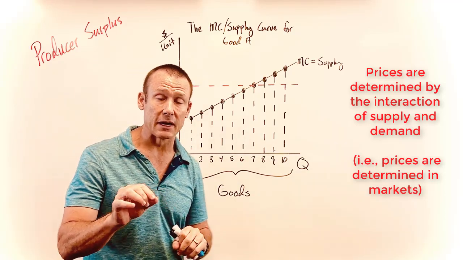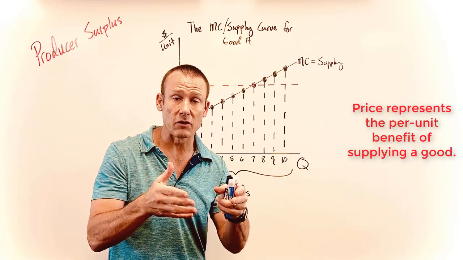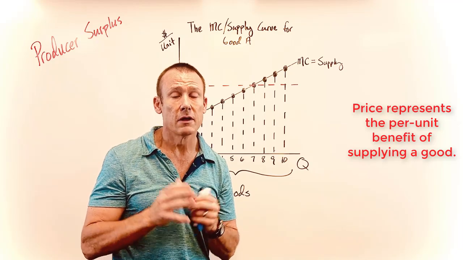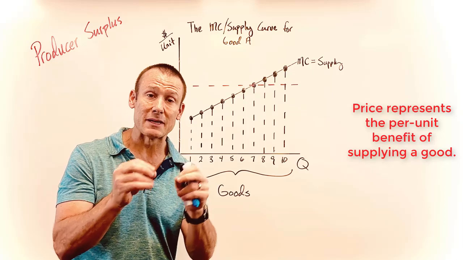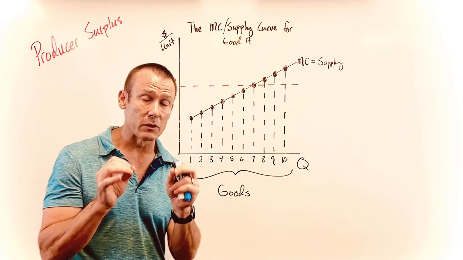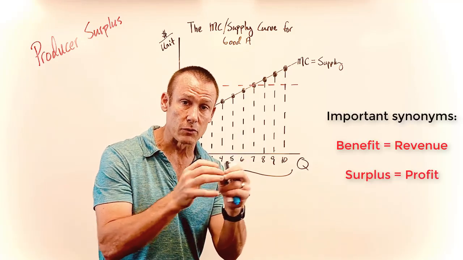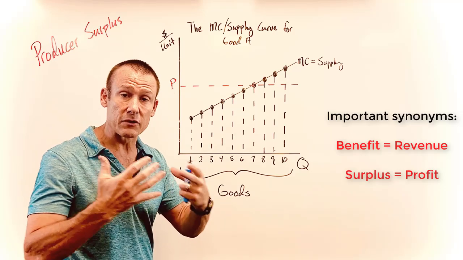Now remember what I said, guys. Price is a benefit. It's the benefit of selling the good to the supplier. Another way to say it is it's the per unit revenue. Revenue represents benefit to a business. And what's the price? It's the per unit revenue the supplier is going to get. So the price is representing the benefit of supplying the good.